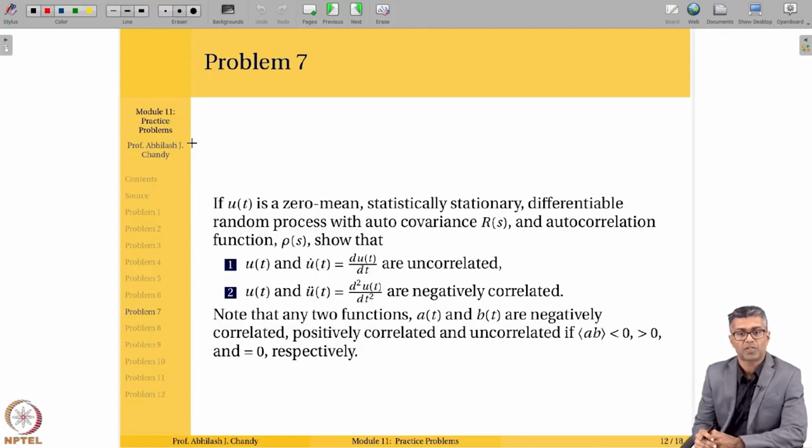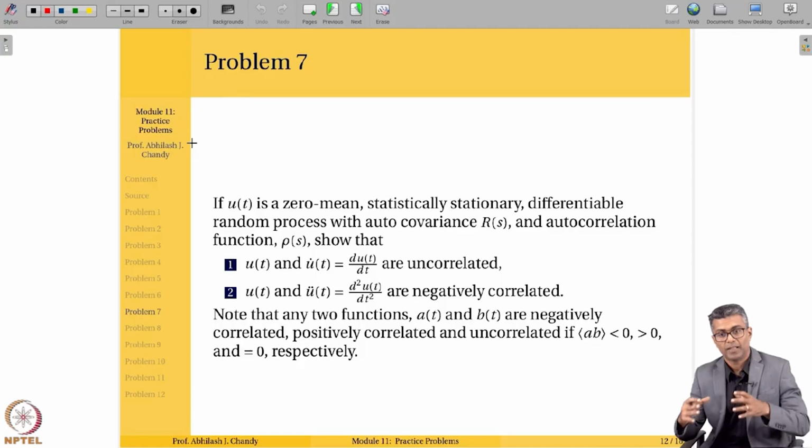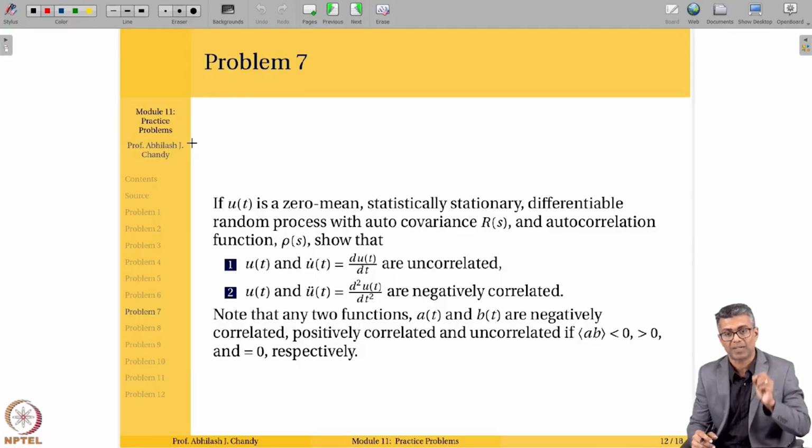Note that any two functions a(t) and b(t) are negatively correlated, positively correlated, and uncorrelated if the covariance of AB is less than 0, greater than 0, and equal to 0 respectively, right? So if the covariance of AB is less than 0, it is negatively correlated. If the covariance of AB is greater than 0, it is positively correlated, and if the covariance of AB is equal to 0, it is uncorrelated. So let's see how to work this out.